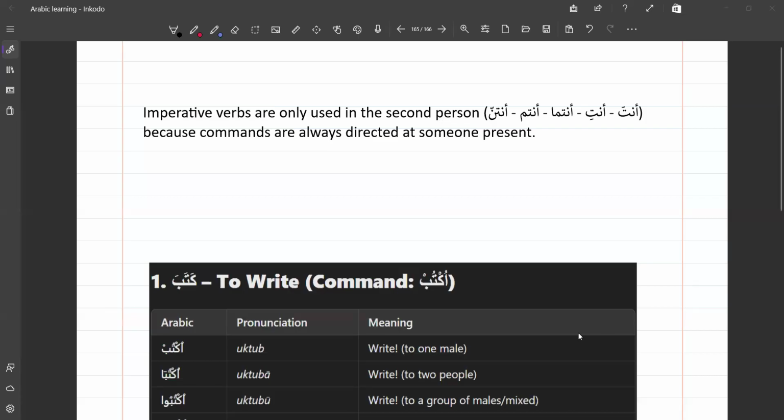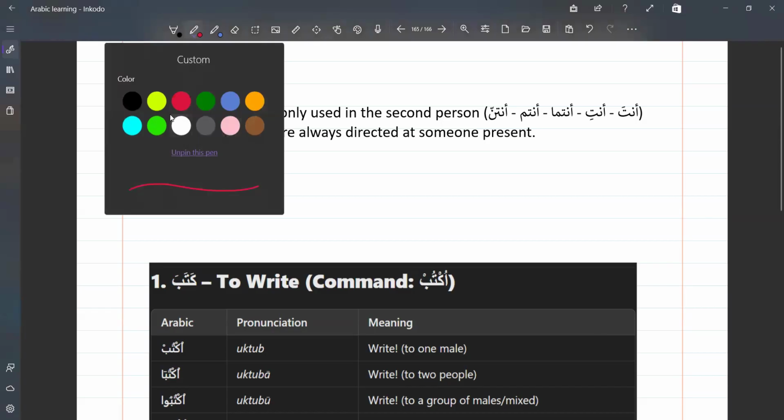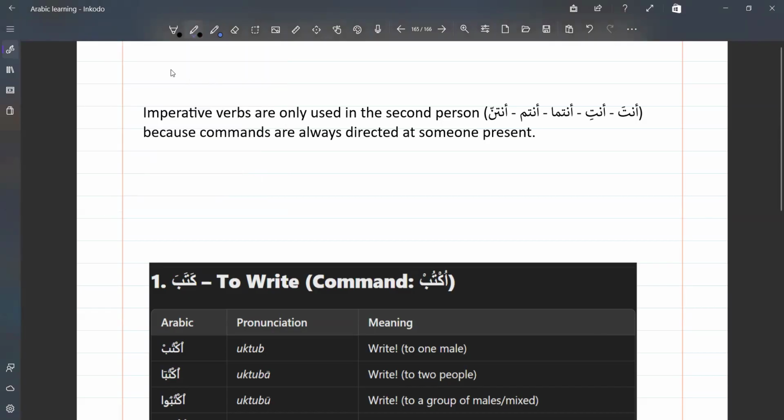Hi and welcome to another lesson of the Arabic speaking course. So in this video, we will see the last form of the verb, which is called the command form.